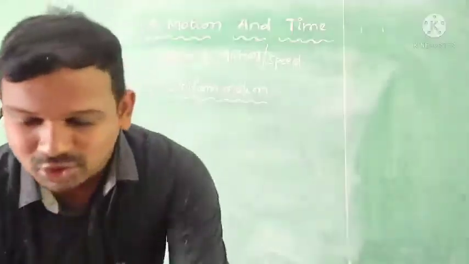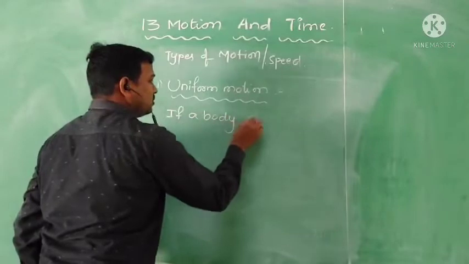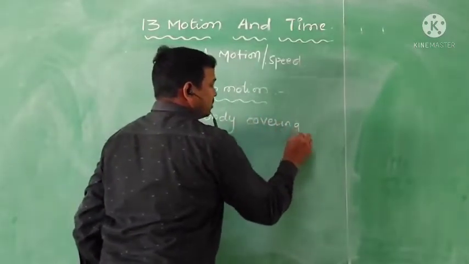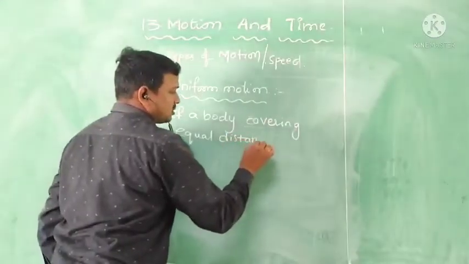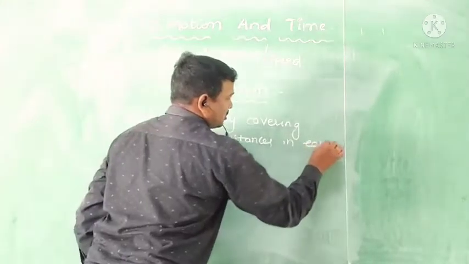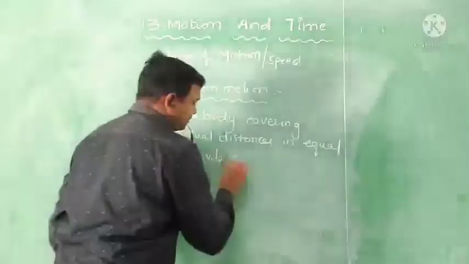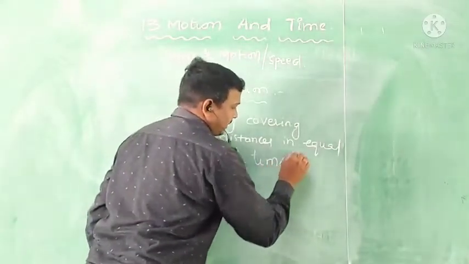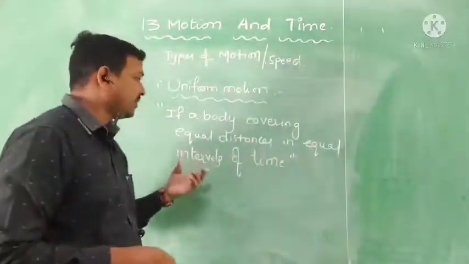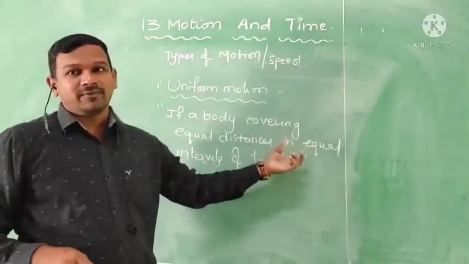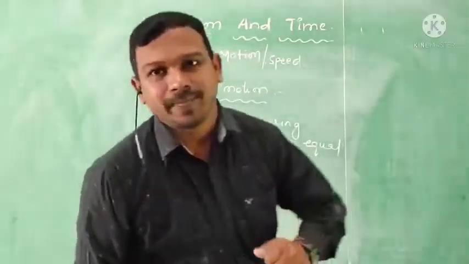What is the definition of uniform motion? If a body covers equal distances in equal intervals of time, then the type of motion we can call uniform motion. Example of uniform motion, what, right?